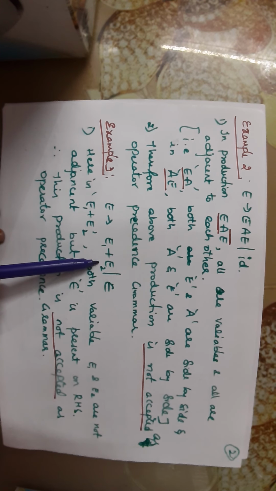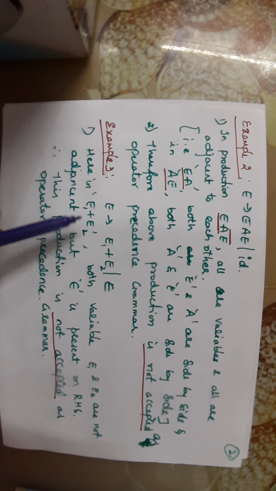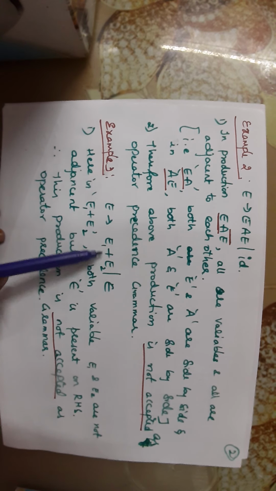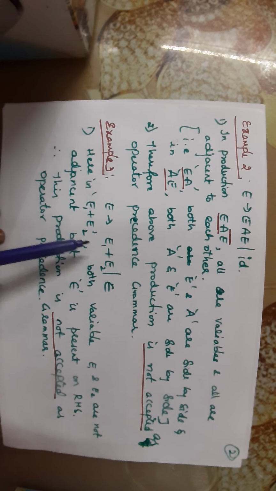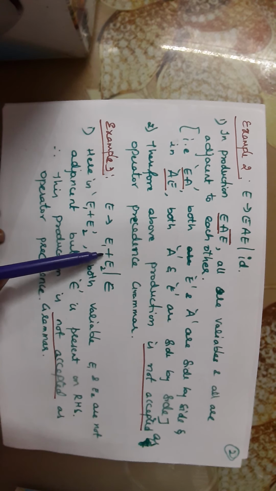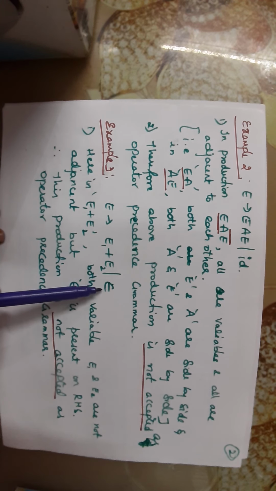Similarly, if we look at this next example, we have E produces E1 plus E2 or epsilon. According to the first rule, we have epsilon on the RHS, which is not accepted. According to the second rule, E1 and E2 are not adjacent to each other, they are separated by an operator. So it is satisfying the second rule, but it is not satisfying the first rule. Hence, this is also not accepted as operator precedence grammar.